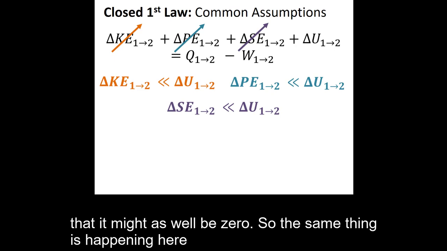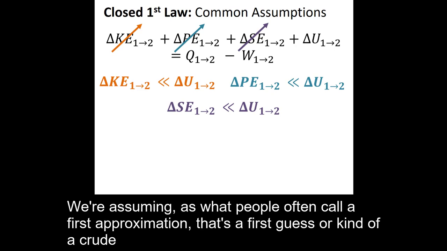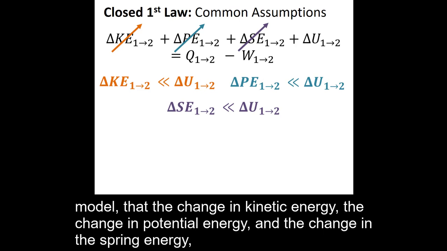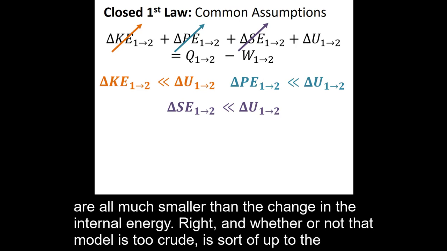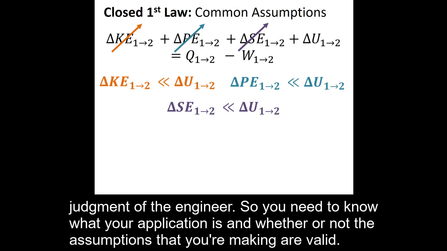So the same thing is happening here. We're assuming, as what people often call a first approximation, a first guess, a kind of crude model, that the change in kinetic energy, the change in potential energy, and the change in the spring energy are all much smaller than the change in the internal energy, right? And whether or not that model is too crude is sort of up to the judgment of the engineer. So you need to know what your application is and whether the assumptions you're making are valid.